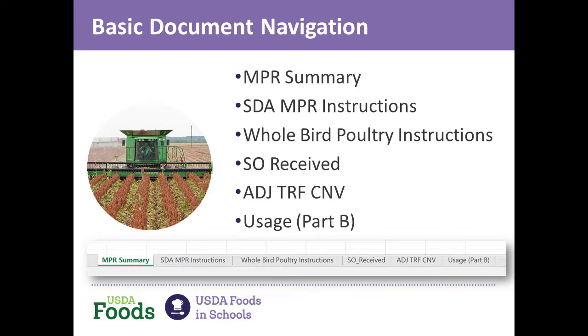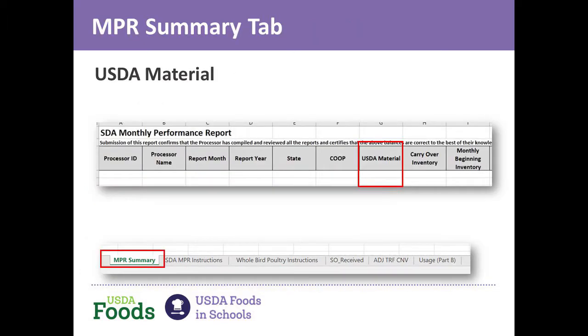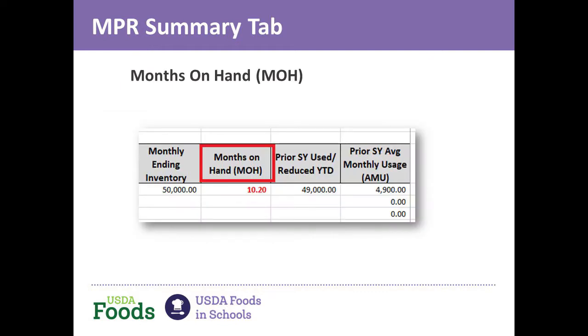Notice the tabs at the bottom of the slide. First, under the MPR Summary tab, look at column G, USDA Materials. You will notice that all of the USDA material codes and processing methods are on one report instead of multiple reports. This is a new feature. Another feature added to the MPR Summary tab is a column for months on hand. This provides an easy way to determine if inventory is within 6 months.